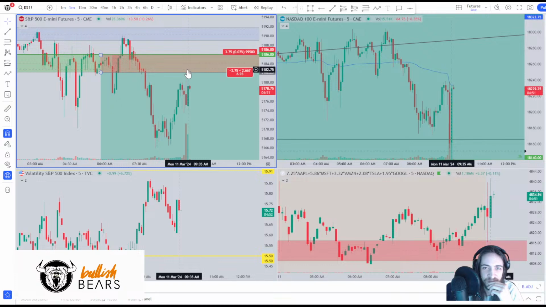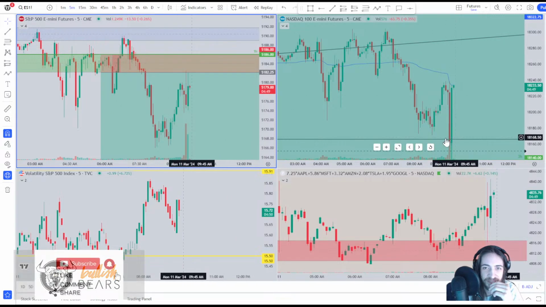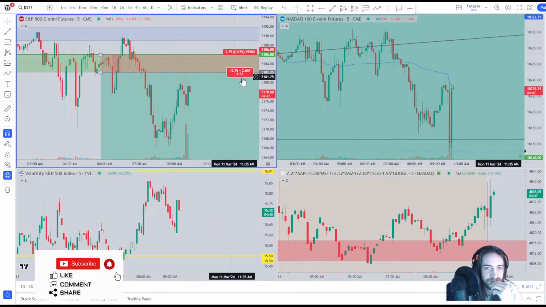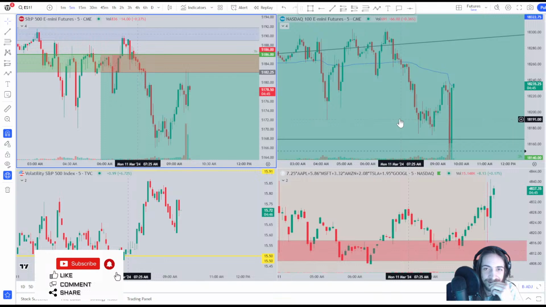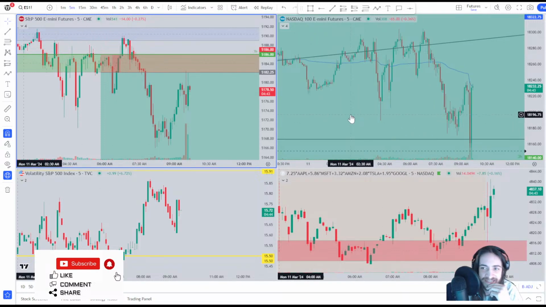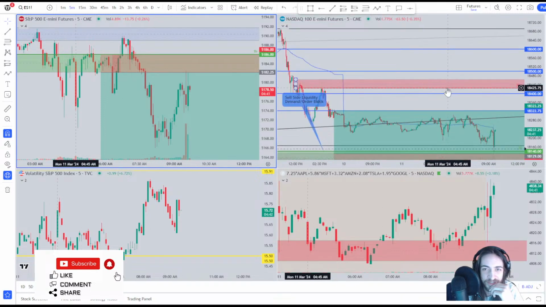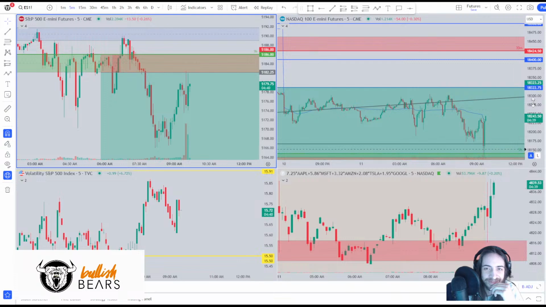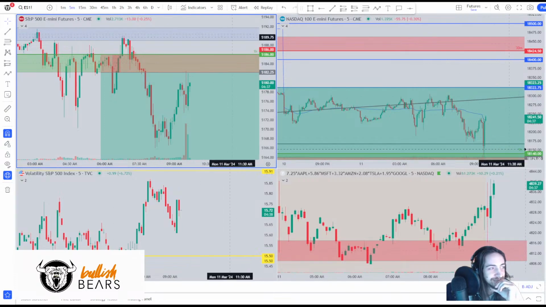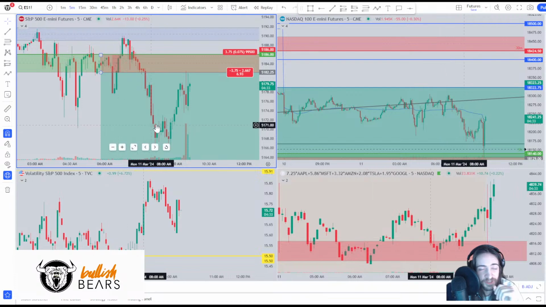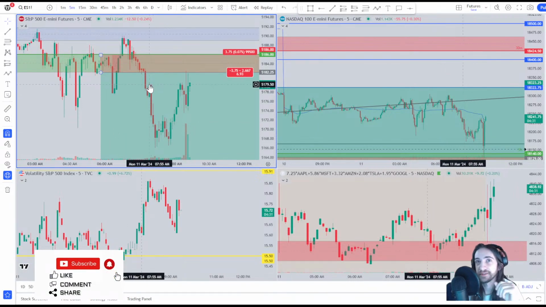Now, it looks like we might want to break and go higher because of that sell side liquidity engulfing candle and everything on NASDAQ. That looks like we might want to go higher on NASDAQ. I'm still going to take my shorts at 51.8225 on ES.